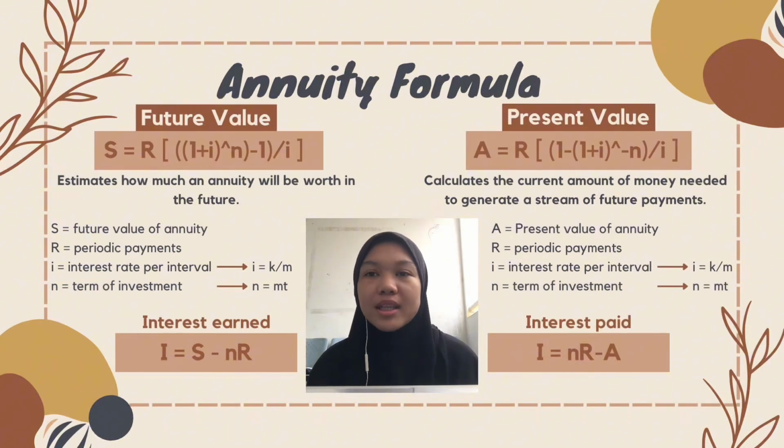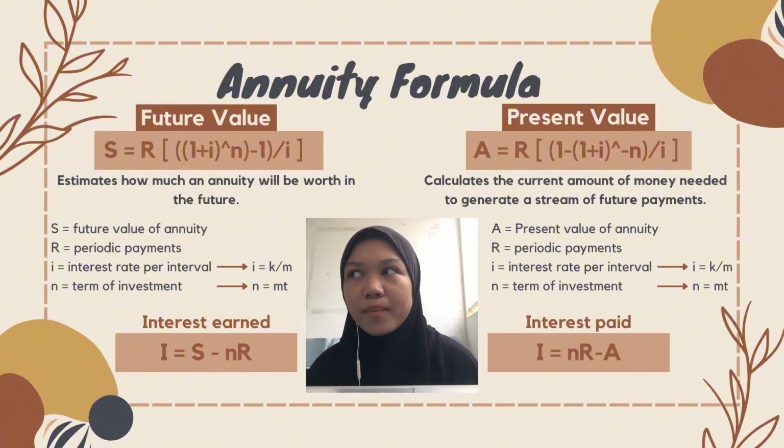For future value, we use S equals R times ((1 plus i) to the power of n minus 1) divided by i. Future value we use to estimate how much an annuity will be worth in the future. For present value, we use A equals R times (1 minus (1 plus i) to the power of negative n) divided by i. Present value is used to calculate the current amount of money needed to generate a stream of future payments.